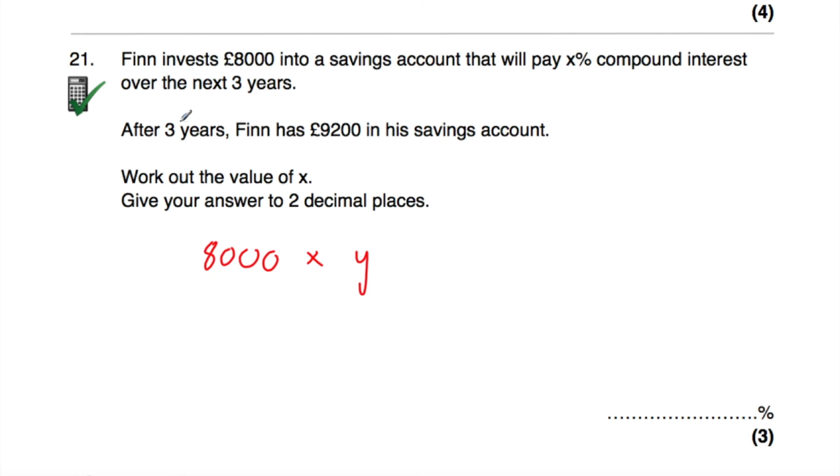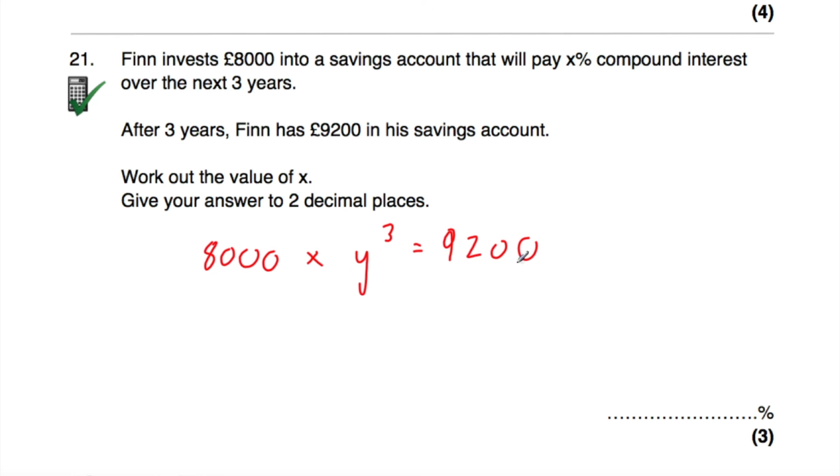And then we've got to the power of time, which in this case is 3, and that's equal to 9,200. So what we've done there is we've substituted in our values, the initial. We don't know the multiplier, so we've just called it y. I've not called it x because I don't want to get confused with the multiplication sign. I could call it x if I wanted to, but I've called it y. Cubed because it's to the power of 3, 3 years. And then that's equal to £9,200.